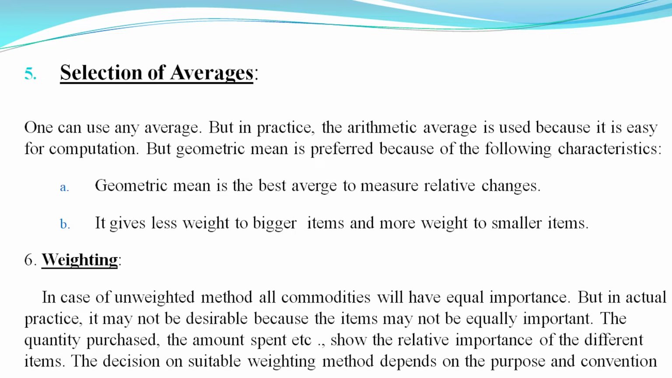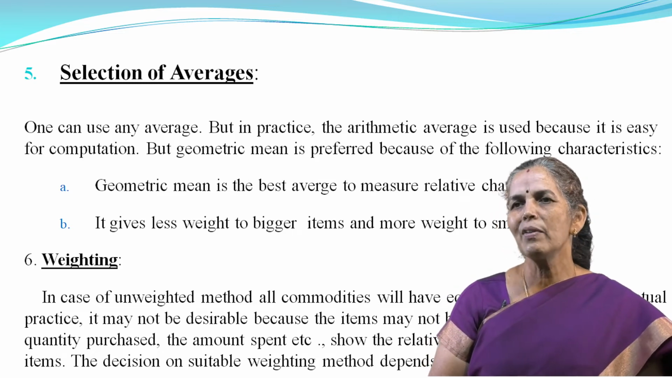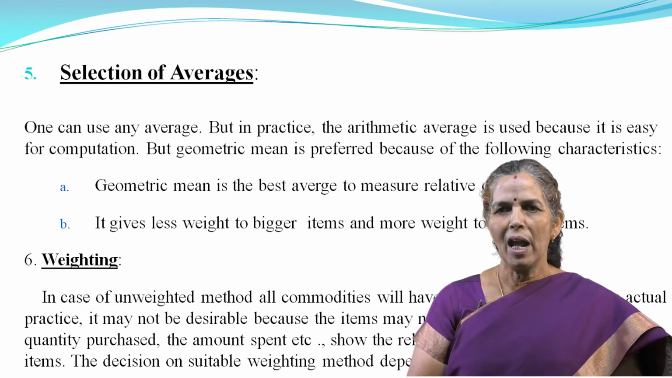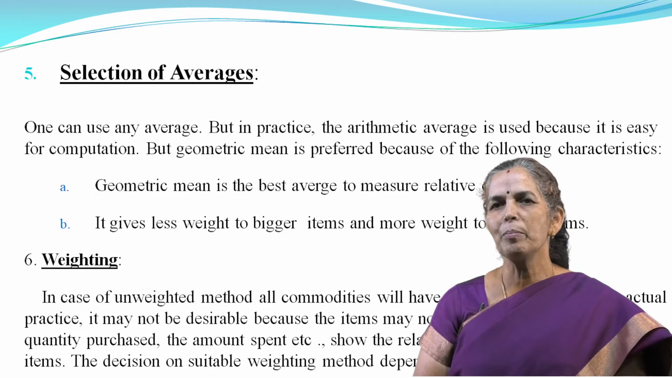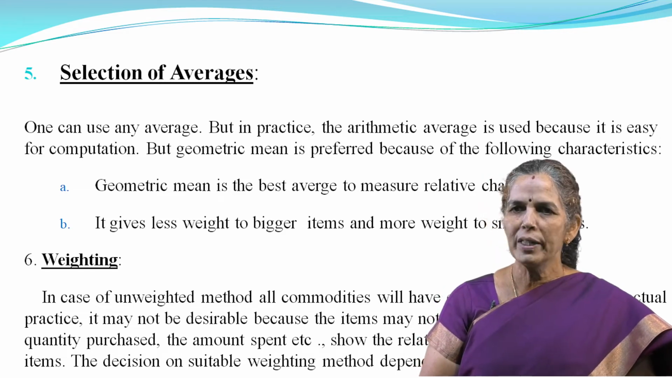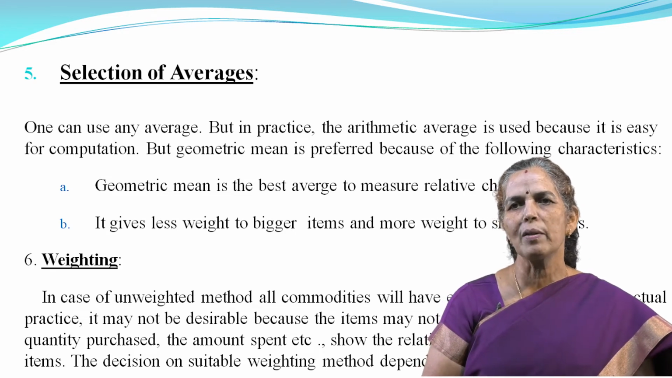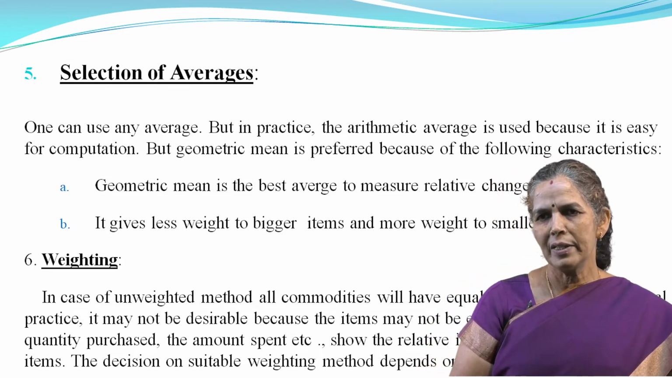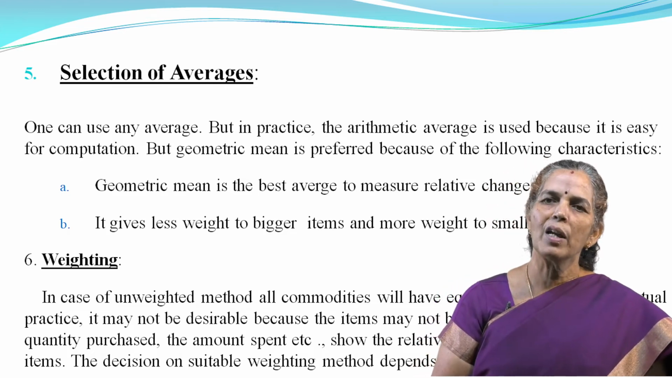Next, weighting. In the case of the unweighted method, all the commodities will have equal importance, but in actual practice, it may not be desirable because the items may not be equally important. The quantity purchased, the amount spent, etc. show the relative importance of different items. The decision on a suitable weighting method depends on the purpose and convention.